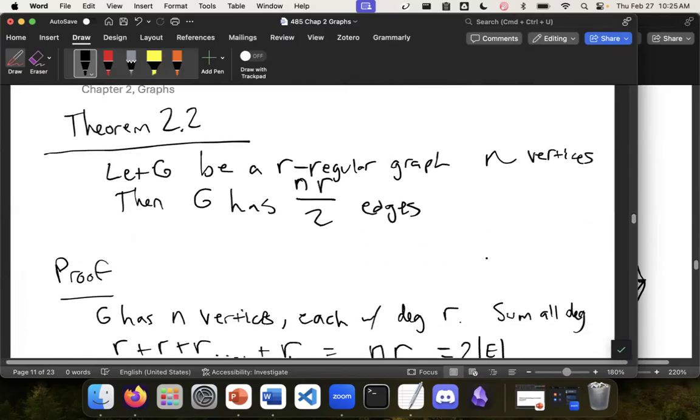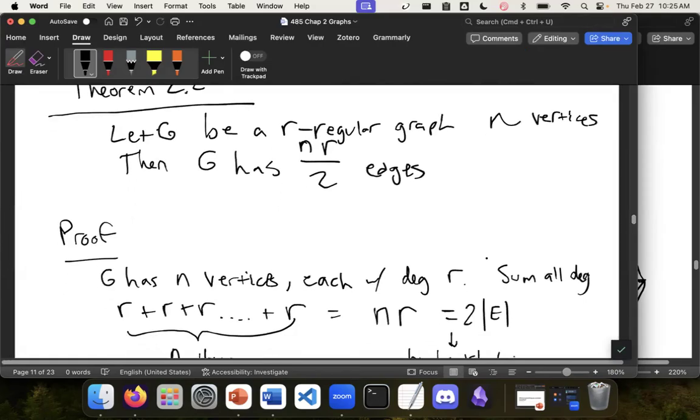And then we ended with theorem 2.2, which states, let G be an R regular graph with n vertices. So we've been looking at, like, a 3 regular graph with 8 vertices. So just assigning variables to those, an R regular graph with n vertices. And then we want to prove that G has n times R over 2 edges.